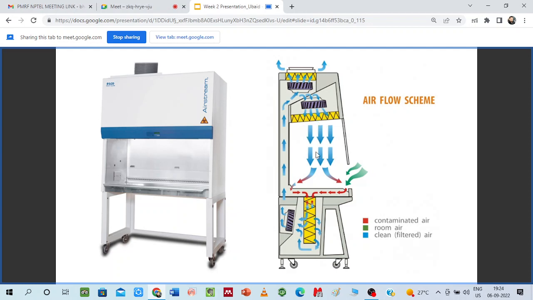So you get clean air when it is passed through HEPA filters. It is clean air, it does not contain any bacteria, any virus, any particles, any spores. So all the procedures should be done here in this laminar airflow so that your cells will not be contaminated.